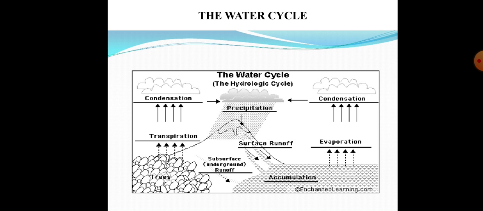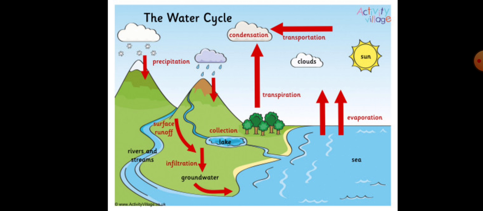Then the water cycle. See this picture. This is the water cycle. Firstly here trees, then transpiration, the next process is condensation, then precipitation. Then here also accumulated water or surface runoff water, then evaporation, condensation. This cycle is the water cycle. Here is also a picture.